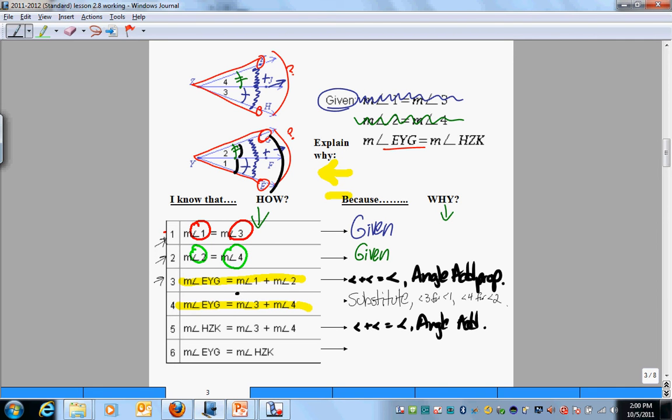Now, I'd like you to box 3 and 4, please. Here, box 3 and 4. And box this 3 and 4. Since 3 and 4 are equal for both, that means these are now equal. So I can say that this is equal to that, by substitution. I substituted 3 and 4 for the bigger angles.